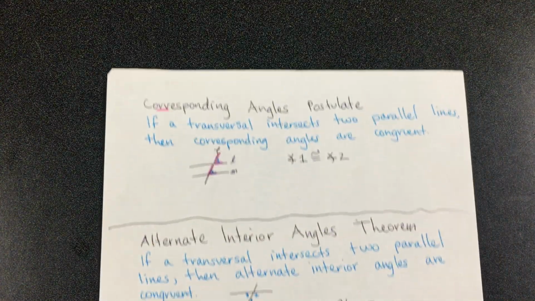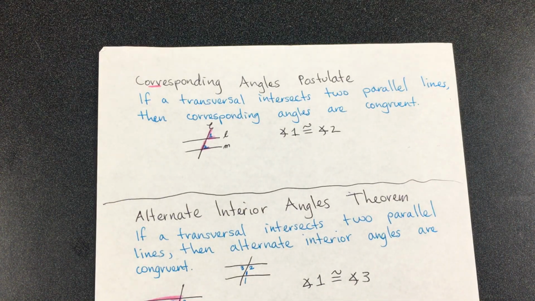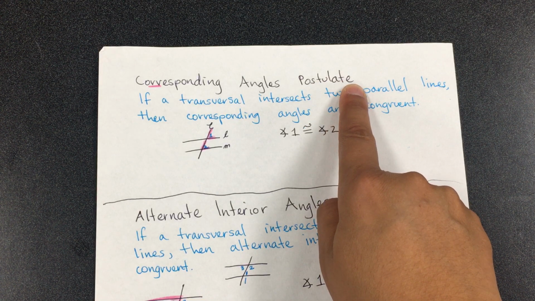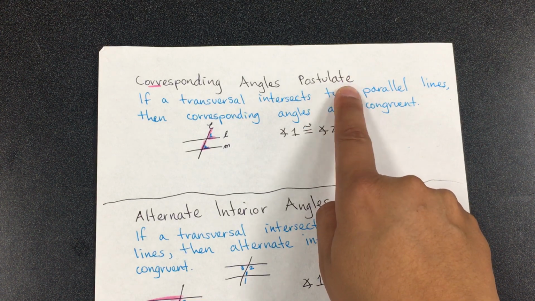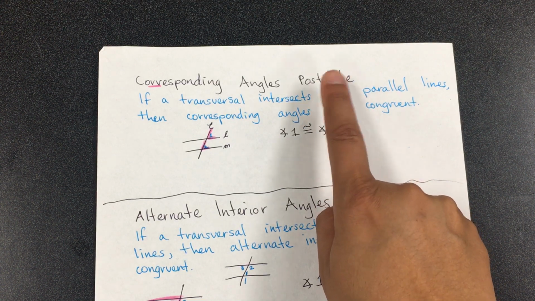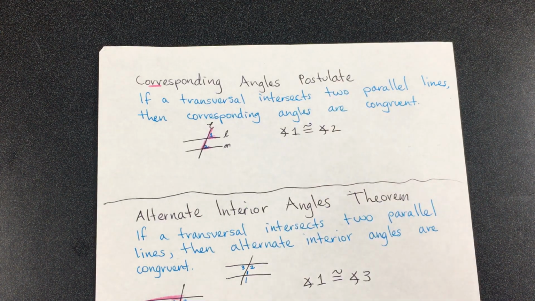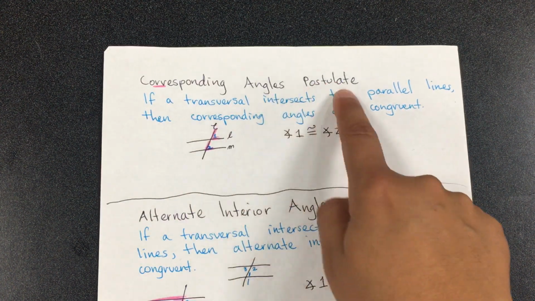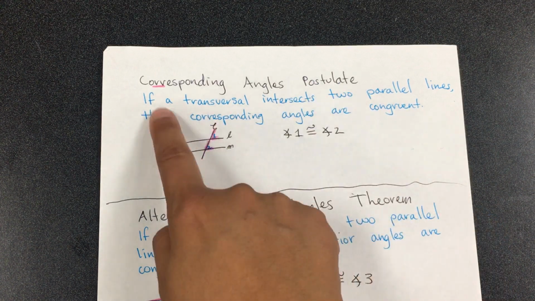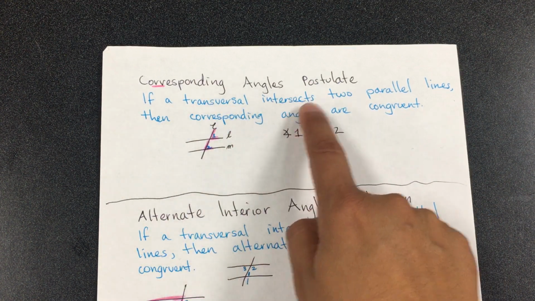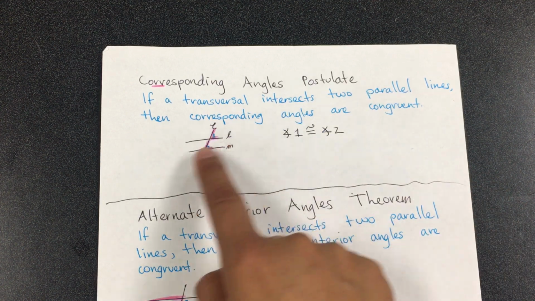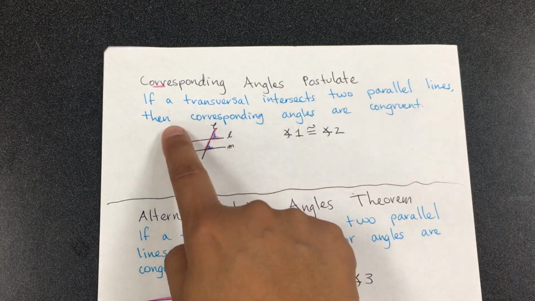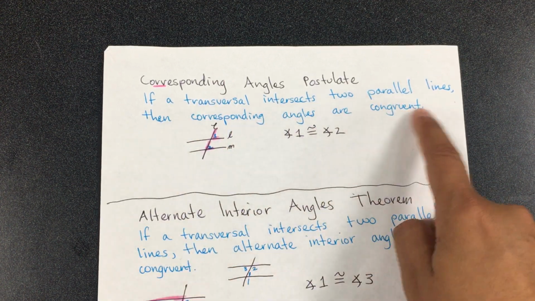So I'm going to start with some postulates and theorems. And first of all, a postulate is something that is taken as true without proof. So we can use that as a base as well, and you'll see in a minute. So it says corresponding angles postulate. If a transversal intersects two parallel lines, then corresponding angles are congruent.